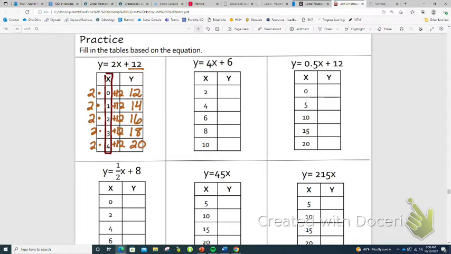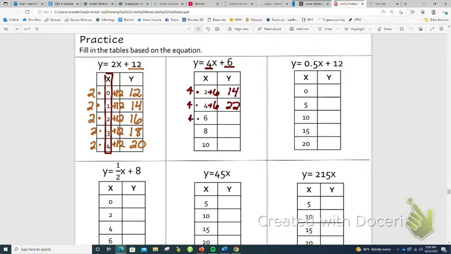The same thing goes for y equals 4x plus 6. This time we're going to multiply by 4 and then add 6. 4 times 2 is 8, plus 6 is 14. 4 times 4 is 16, plus 6 is 22.